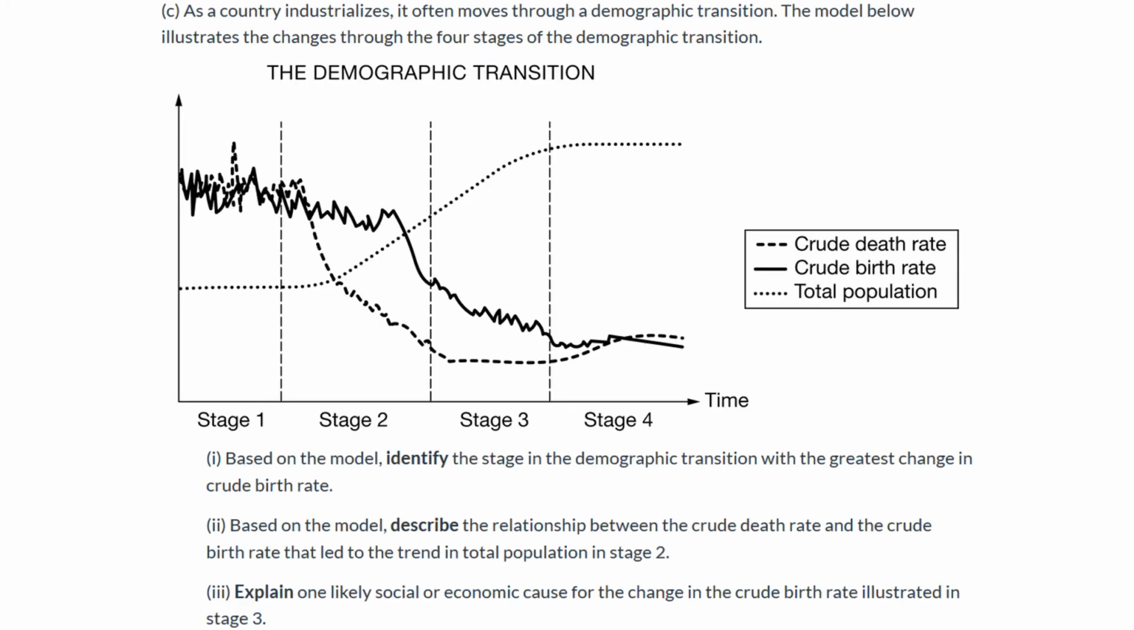C. As a country industrializes, it often moves through a demographic transition. The model below illustrates the changes through the 4 stages of the demographic transition.